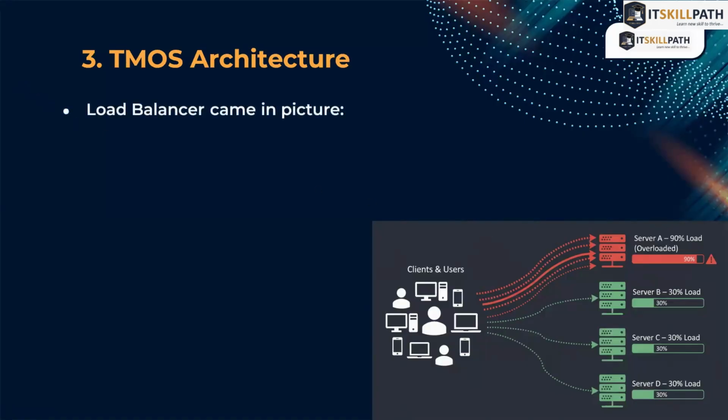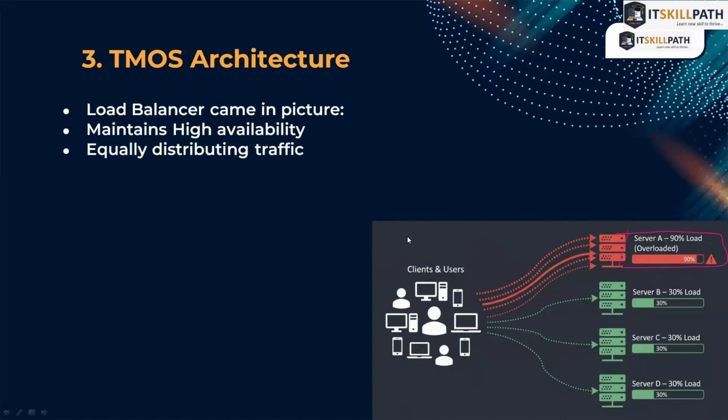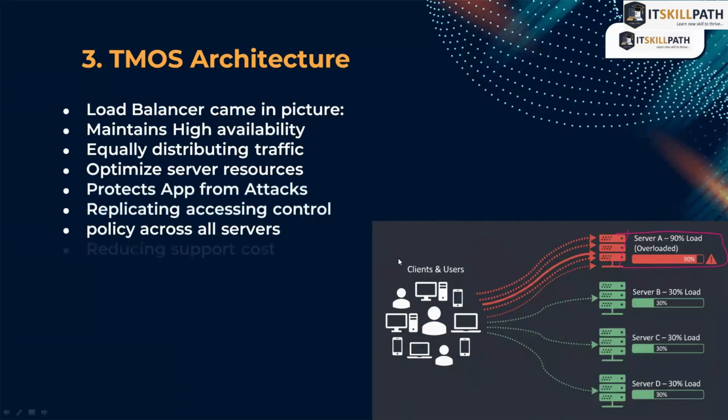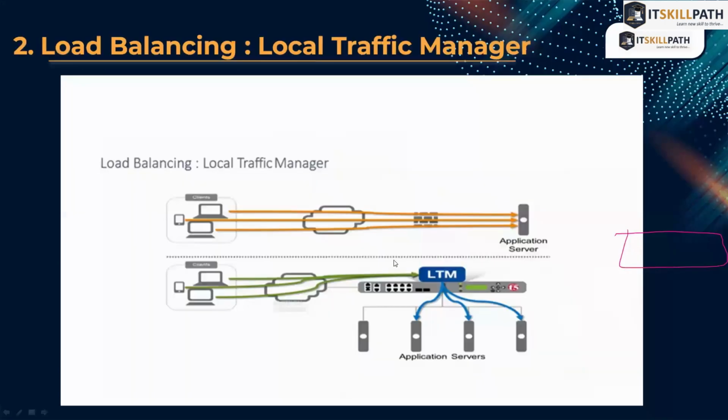Then what happens? Load balancer came into the picture. Let's suppose one server is down or has some issue. Then users will face slowness. Then the load balancer comes into the picture. You can maintain high availability, equally distribute traffic, optimize server resources, protect the app from attack, and replicate access control policy across all the servers, reducing support cost.